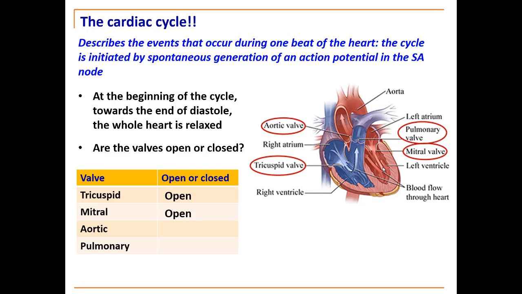Well, they're both open. The atrioventricular valves, the mitral and the tricuspid, are open because the atrial pressure is greater than the ventricular pressure, and therefore blood is moving into the ventricles. We're in ventricular diastole, which is ventricular filling. What about the aortic and the pulmonary valves? Well, they are both closed, because the pulmonary and the aortic pressures are greater than that of the ventricles, so they're keeping those valves shut.